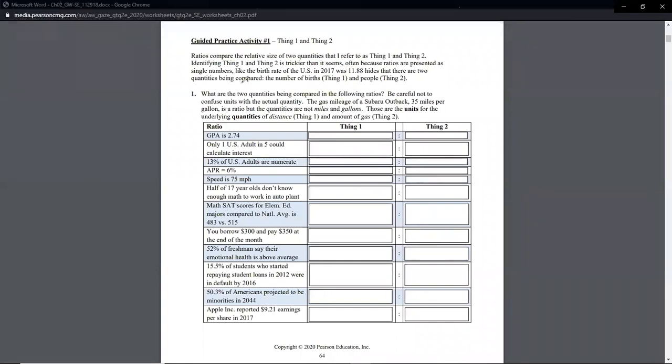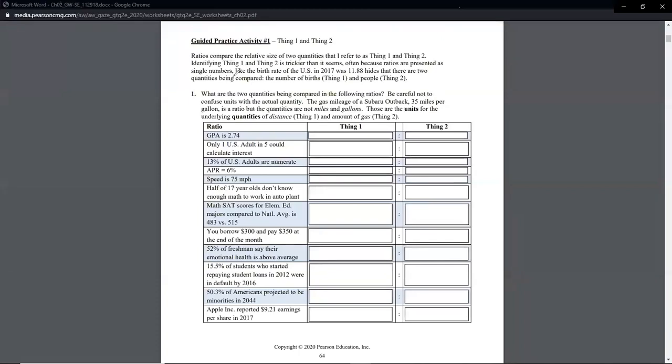All right, so I can't read this top part. Ratios compare the relative size of two quantities that I refer to as thing one and thing two. When I say I mean them, this worksheet. So apples and oranges, thing one, thing two. Apples, thing one, oranges, thing two. Identifying thing one and thing two is trickier than it seems often, because ratios are presented as single numbers like the birth rate in the US.